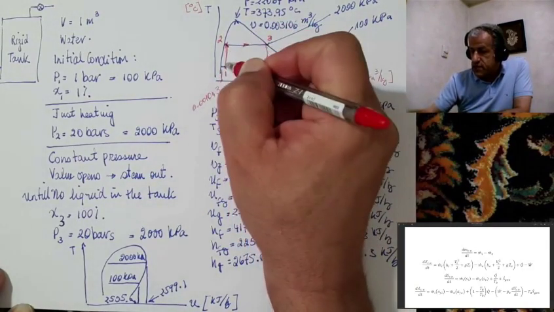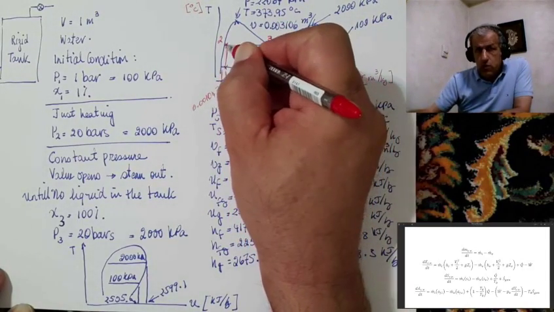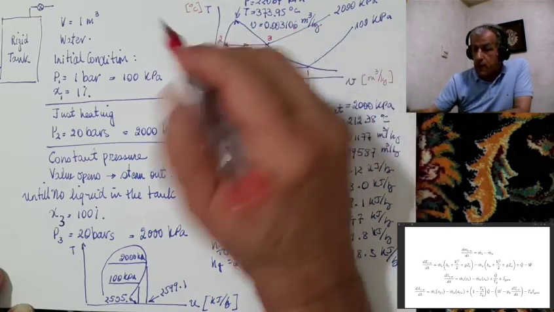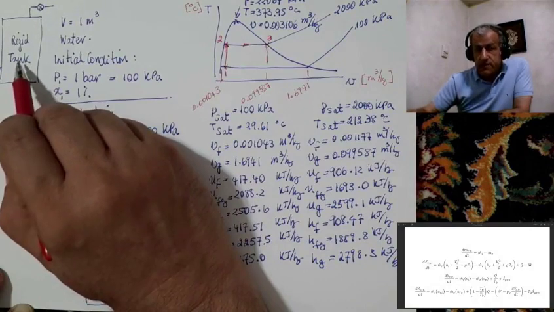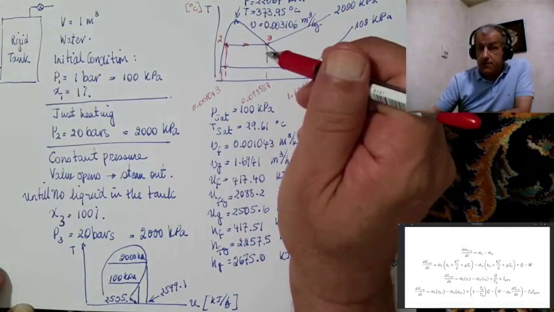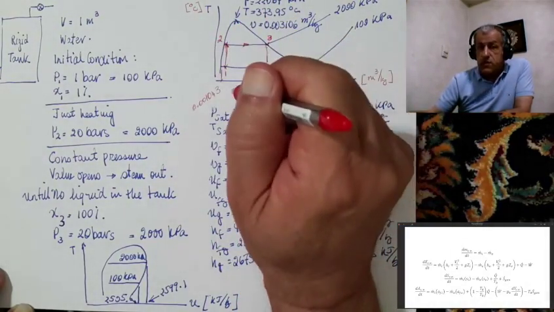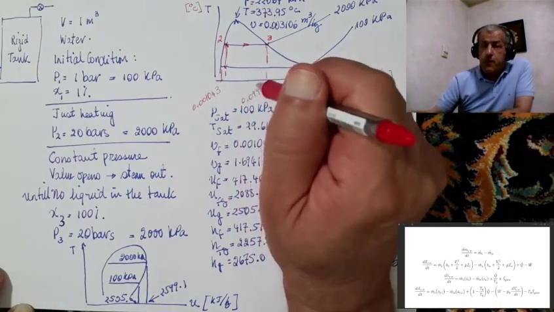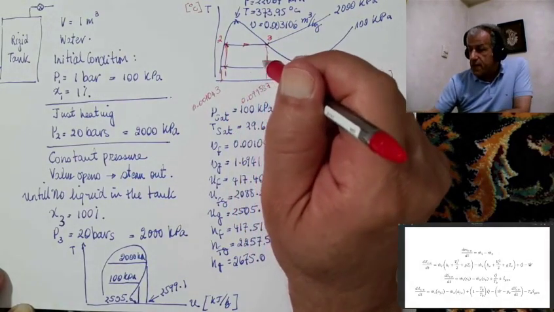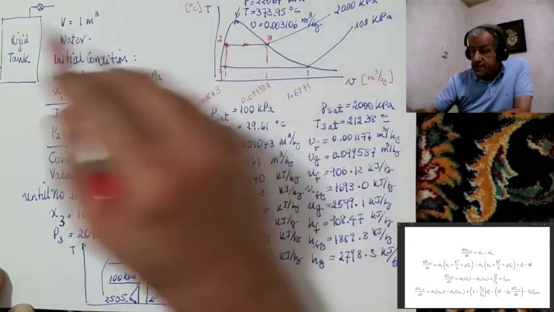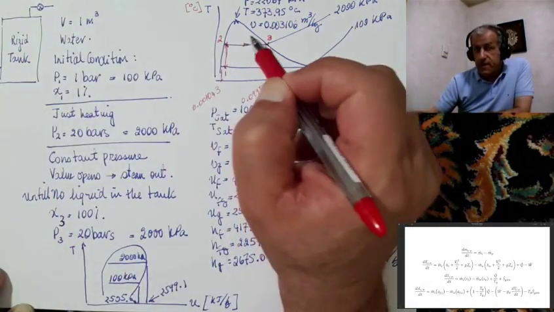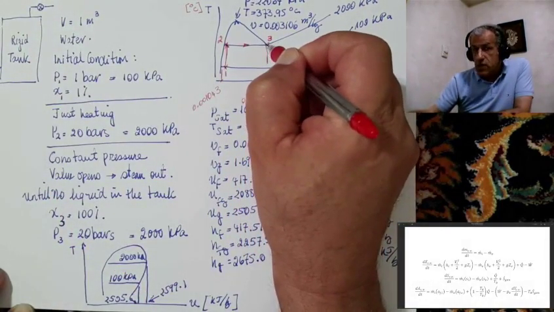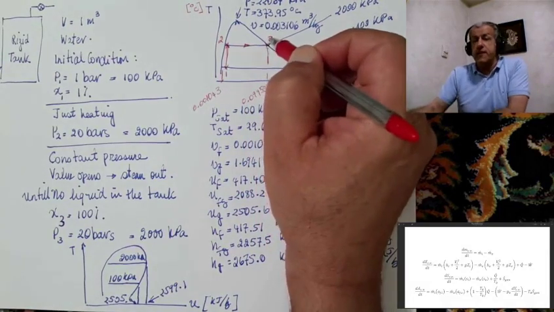These points are drawn on a TV diagram, and they have two processes. Process 1-2, which is a rigid tank, closed tank, mass remains constant, volume remains constant, and process 2-3, which is constant pressure process. What happens is that some steam is let out. You see, heat is absorbed, but some steam is let out, until there is no liquid inside the tank.